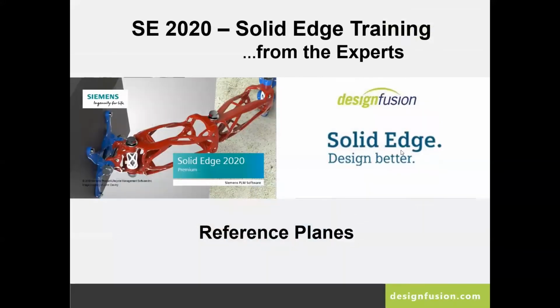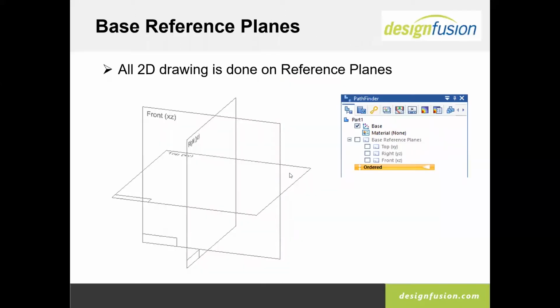Okay, so the first thing we have to do before we get into sketching is look at reference planes. There's a base set of reference planes inside Solid Edge, and these are built into the system. The intersection point represents the 000 of the system. For all intents and purposes, reference planes are infinite, but we put these boundaries around them just for selection and visualization purposes. The reference plane represents your drawing table. This is the plane that you're going to draw your sketch on.